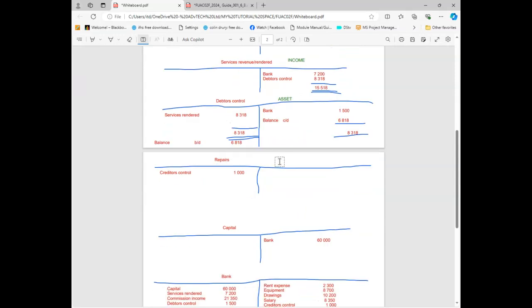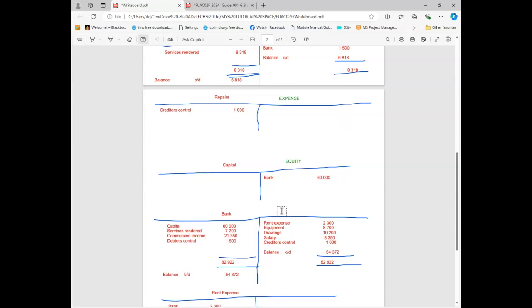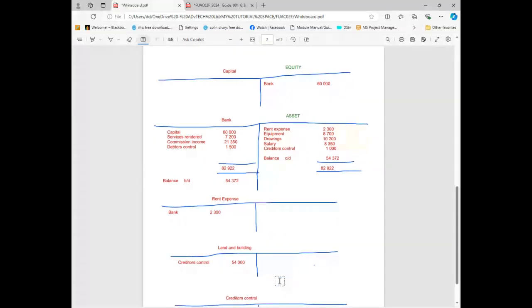Repairs? Expense. Perfect. Capital? Equity. Perfect. Bank? Asset. Sometimes a liability, depending on whether the balance is favorable or not. Is it a favorable balance? This one here, yes. It means an asset. If the balance brought down was on the other side, it would be a liability. You can write it down. It will be an overdraft. Yes, okay.